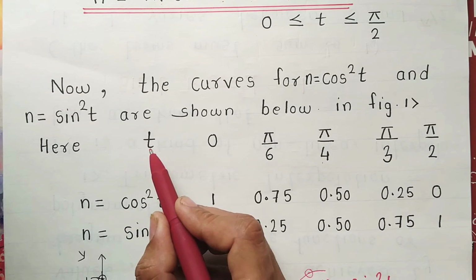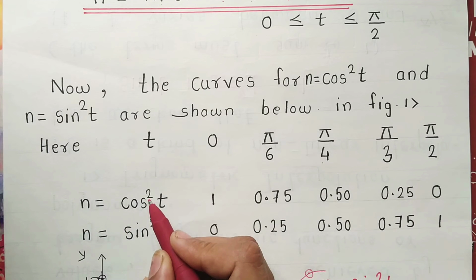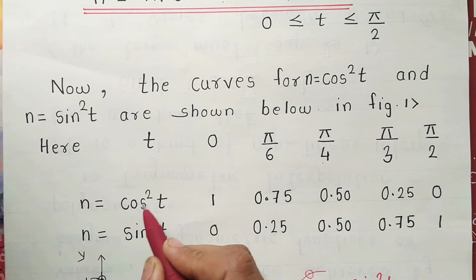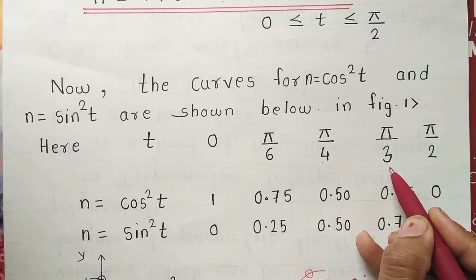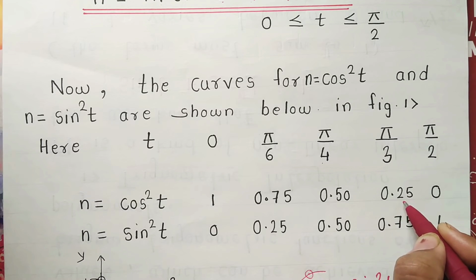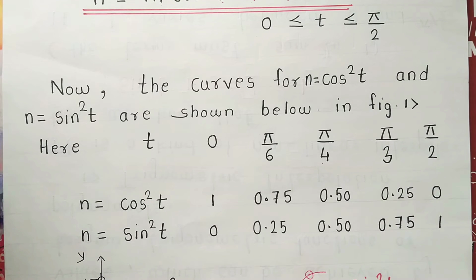Similarly, we put t is equal to pi by 4, then the value of cos square of 45 degree is equal to 1 by 2, and 1 by 2 is equal to 0.5 here. Cos square of 60 degree, that means cos of 60 is 1 upon 2 and cos square of 60 means 1 by 4. So the value of 1 by 4 is 0.25. Cos square of 90 degree is 0 here. Similarly, find the values for n is equal to sin square of t.